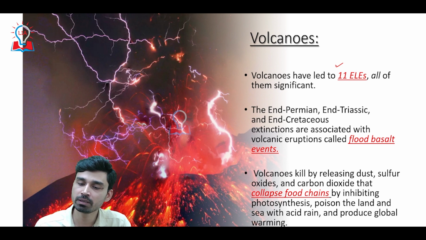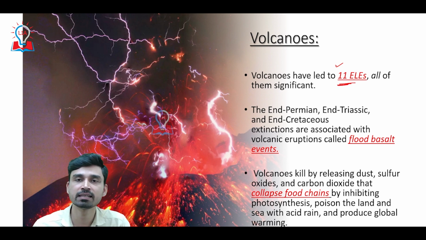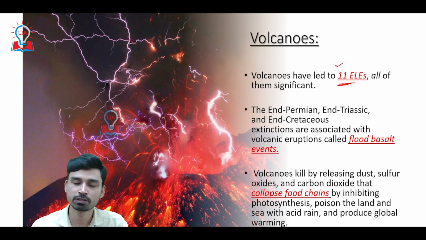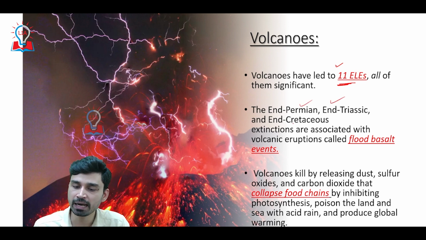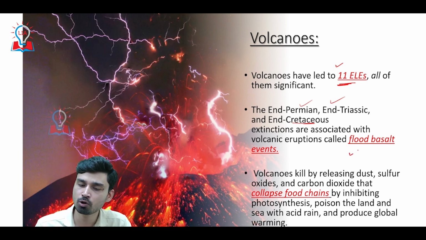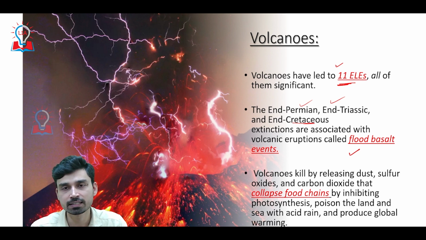And volcanoes are believed to have caused 11 extinction-like events in the history of Earth, and that is why they are a very, very significant threat. For example, the end Permian, end Triassic, and end Cretaceous extinctions are strongly associated with volcanic eruptions called flood basalt events. So how can volcanoes kill animals or humans on the Earth?